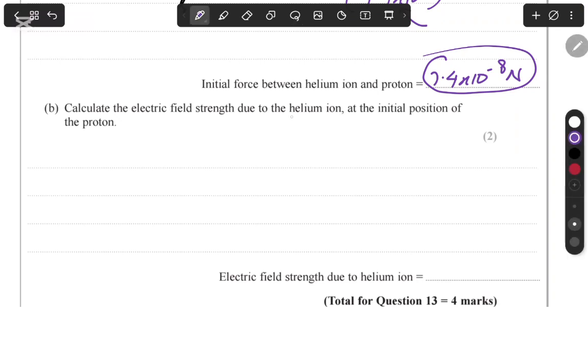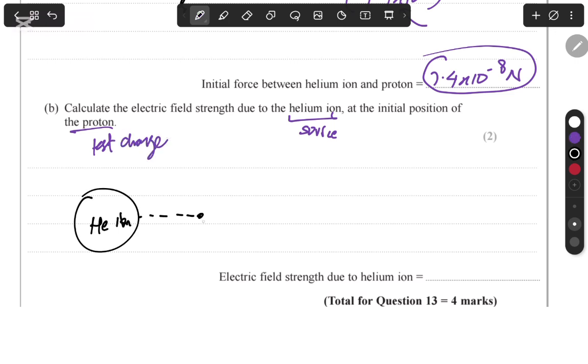So the helium ion will be our source charge. Source. And then at the initial position of the proton, that will be our test charge. Okay. So we have to tell, at this distance from the helium ion, what is the electric field strength?